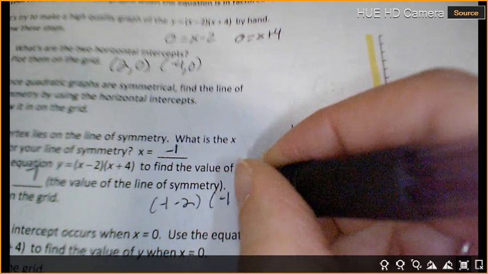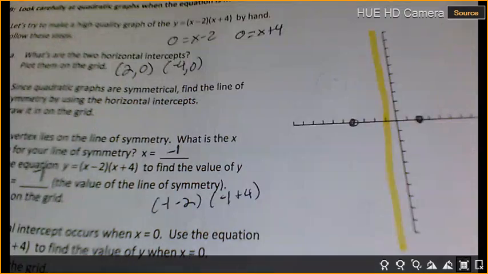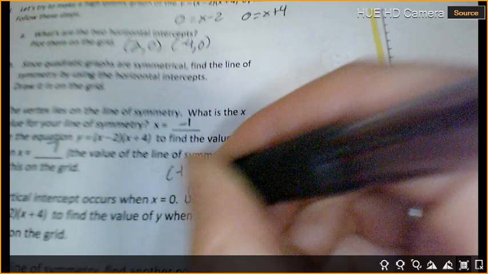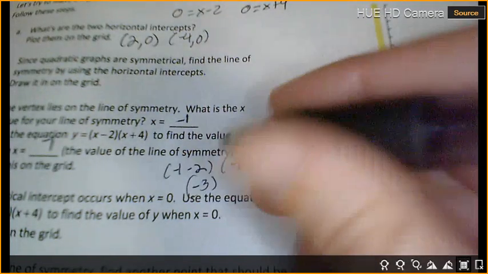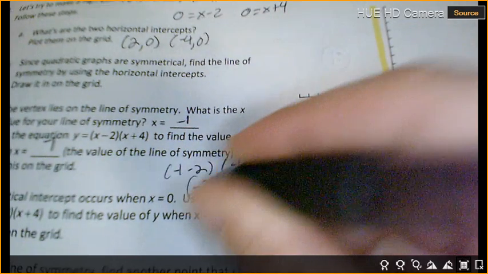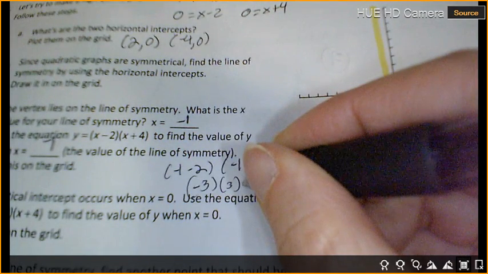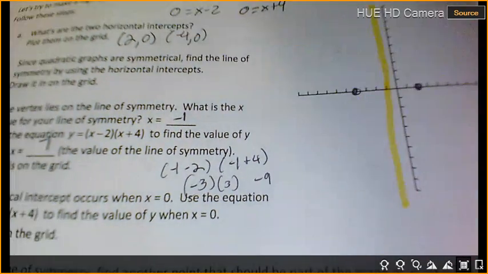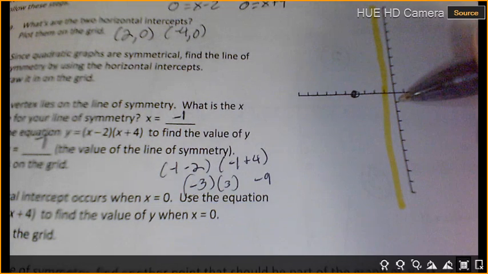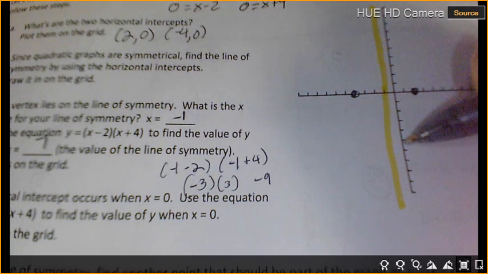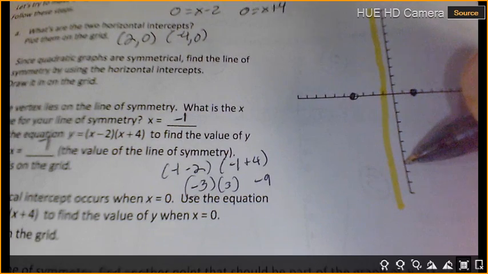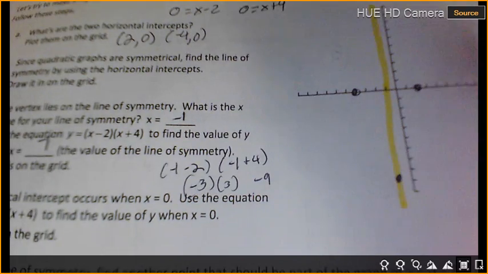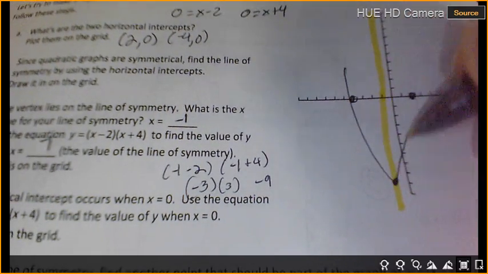-1 plus 4. What's -1 minus 2? -3, right? Yep. -1 plus 4 is 3. And -3 times 3 is? What's 3 times 3? -9. So I'm going to go down here. I'm going to go down 1, 2, 3, 4, 5, 6, 7, 8, 9, and I'm on -1. That then is my graph.